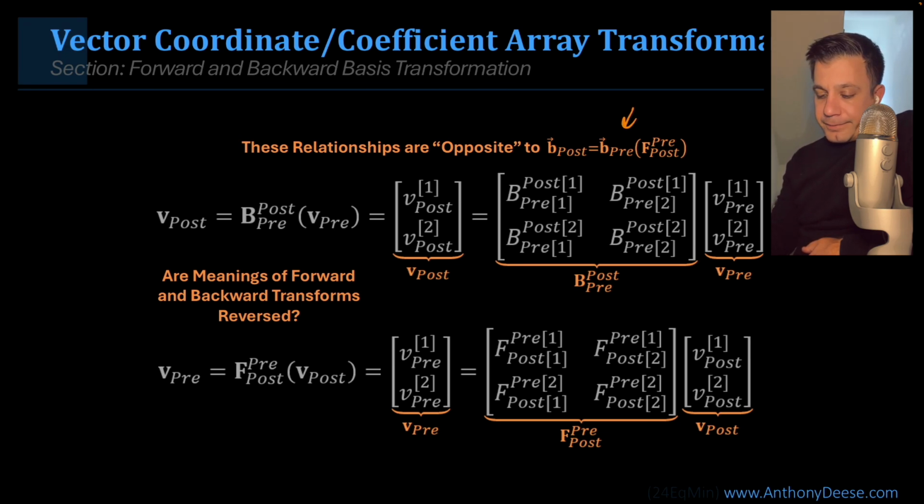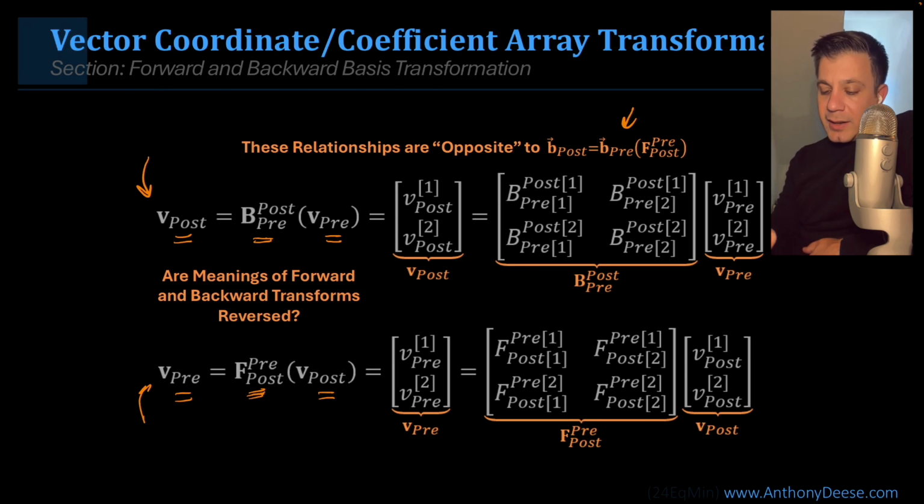And, we can see here 2 examples of transforming from the pre to the post coordinates, as well as going from the post back to the pre. And here we use B and here we use F.